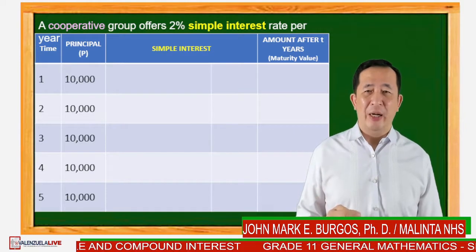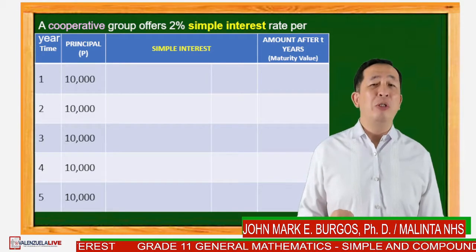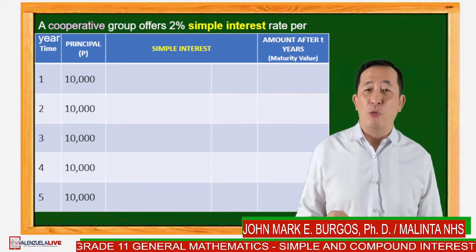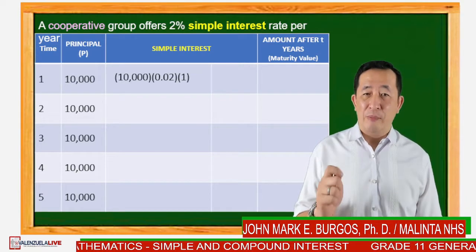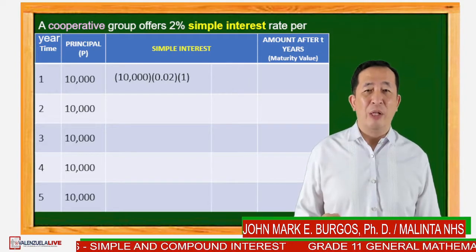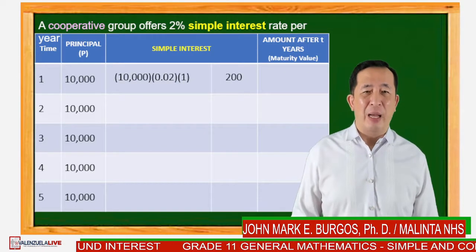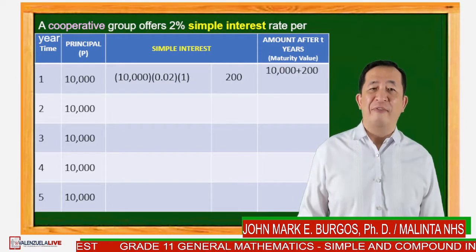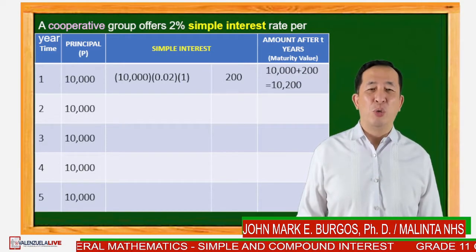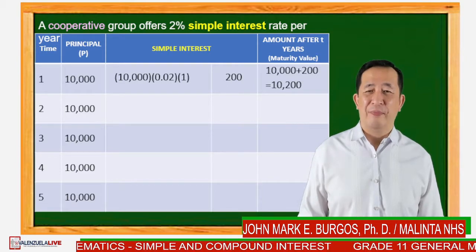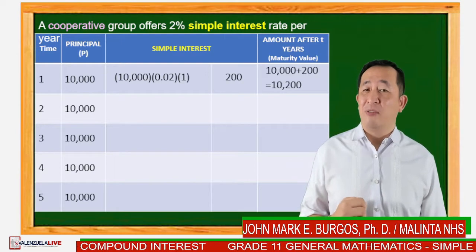For the first year, if the principal amount is 10,000, and if you are going to compute the simple interest, it will be 10,000 times 0.02 times 1 year, and the answer will be 200 pesos. If you add 200 to the principal amount, the maturity value will be 10,000 plus 200 is equal to 10,200.